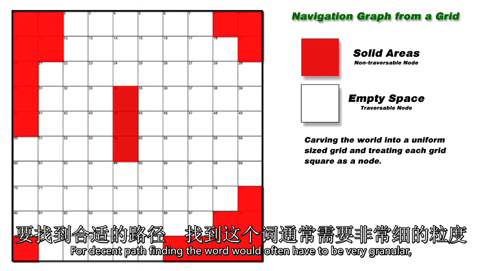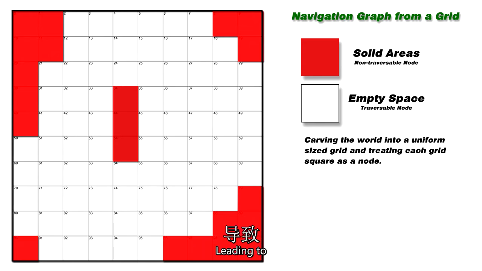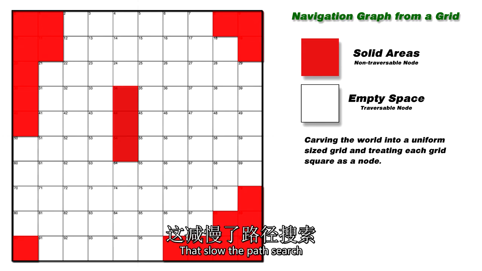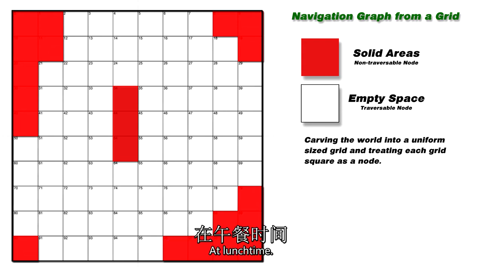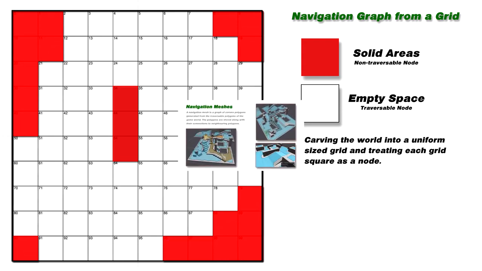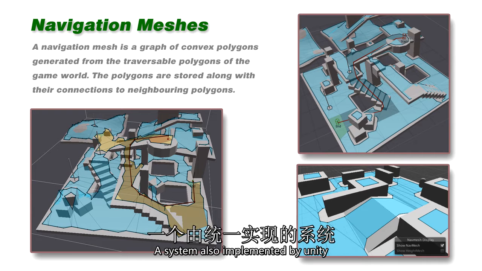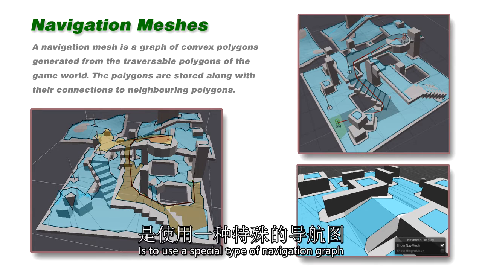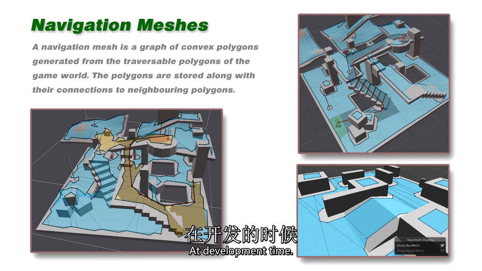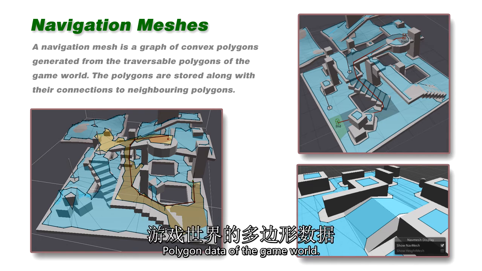For decent pathfinding, the grid would often have to be very granular, leading to many waypoints and therefore much larger graphs that slow the path search algorithm at runtime. The modern de facto standard in games, and a system also implemented by Unity, is to use a special type of navigation graph which is baked at development time using the actual polygon data of the game world.